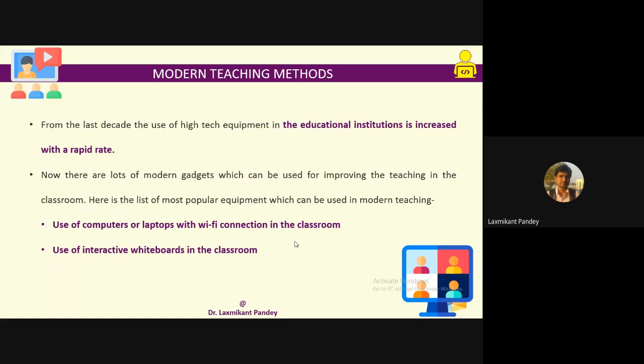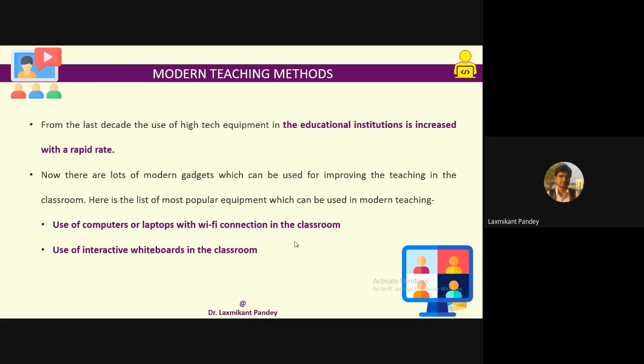Means the person who's sitting in any part of the country, or you can say in any part of the globe. So this is the power of the new or the modern teaching methods. This is a very important thing. Use of computers or laptops with a Wi-Fi connection in the classroom means you can give your information not only to the 40 or 50 students sitting in the classroom, but to millions of people at the same time. So this is the merit, or the power, of the modern teaching methods.